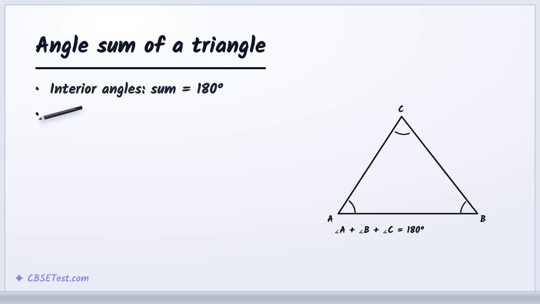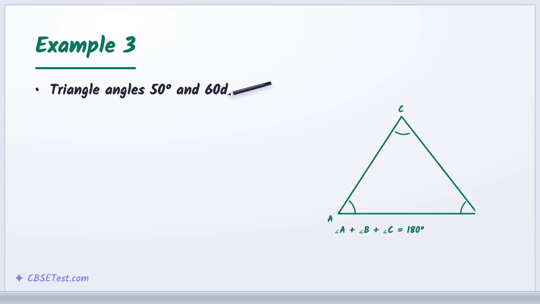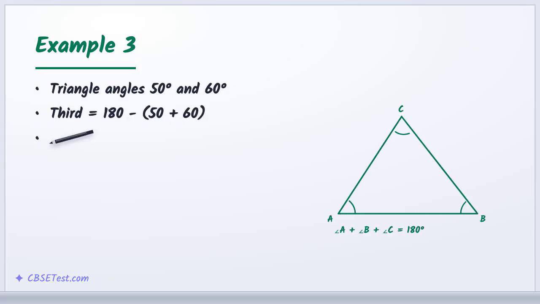Inside any triangle, the three angles always add to 180 degrees. And an exterior angle equals the sum of the two interior angles opposite to it, a very handy result. If two angles of a triangle are 50 and 60 degrees, the third is 180 minus their sum. 180 minus 110 gives 70 degrees.